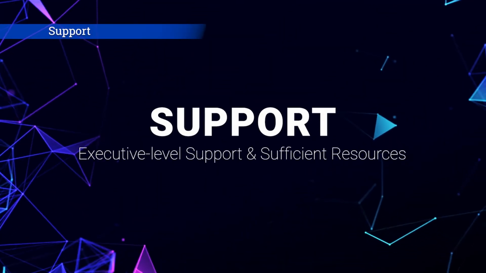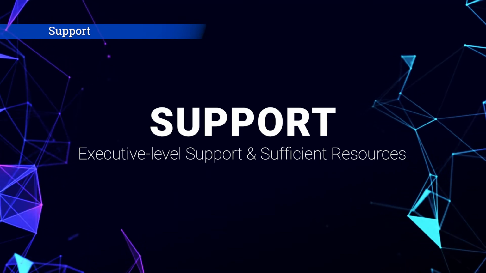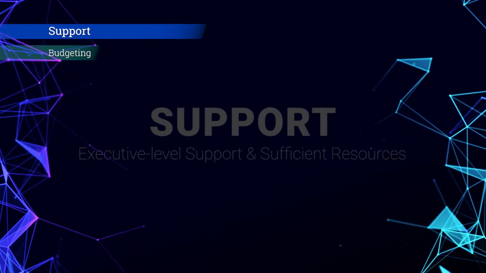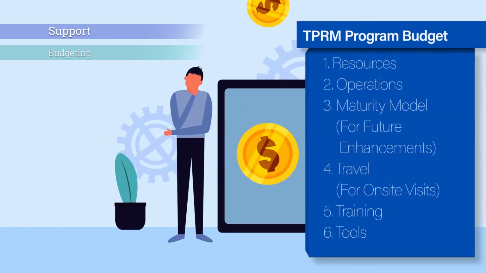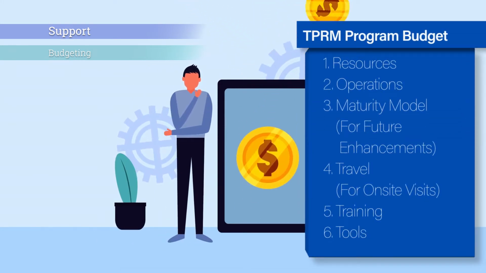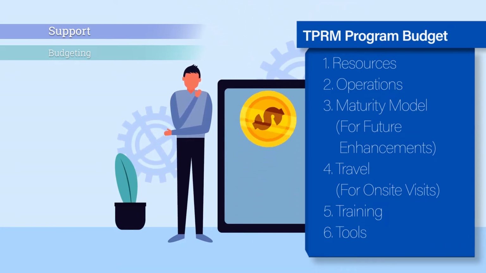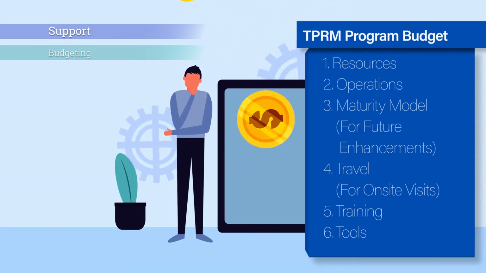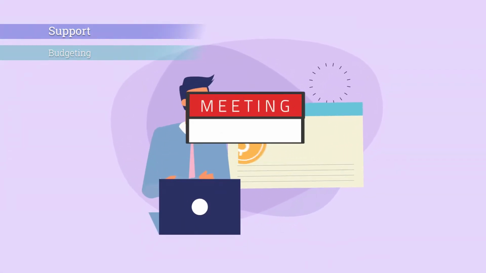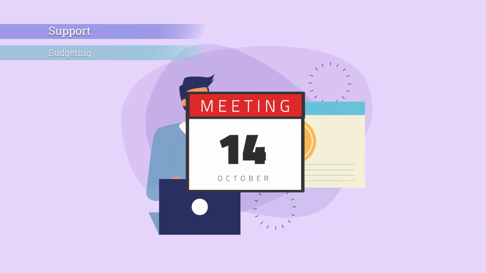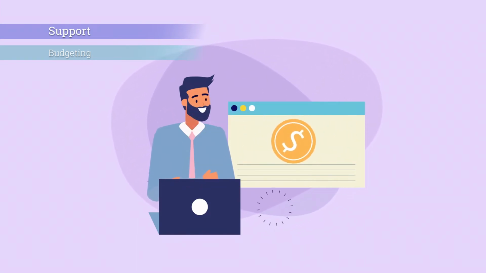Support. Support is the benefit which comes from executive-level support and sufficient resources. Budgeting. Develop a comprehensive TPRM program budget that includes resources, operations, maturity model for future enhancements, travel for on-site visits, training, and tools. The TPRA held a meeting in October of 2021 that reviewed what a comprehensive budget should include. Playback is available to TPRM members on our website.